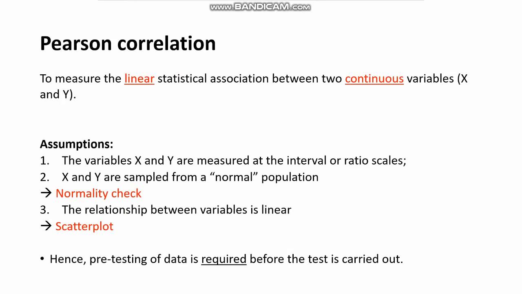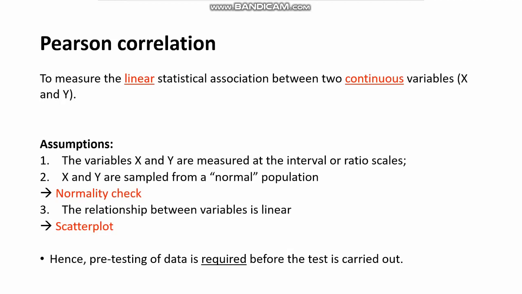So do not run Pearson correlation without looking at the scatter plot to make sure the relationship is linear, and also checking the normality to make sure both variables follow normal distribution. If the distribution of one of the variables was not normal, or both of the variables were not normal, you should either use a transformation such as a log transformation or a square root transformation that may lead to normal distribution.